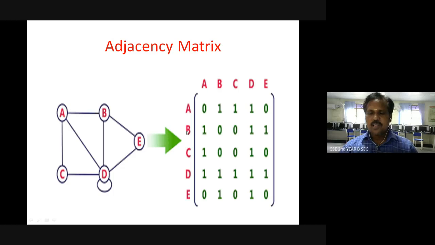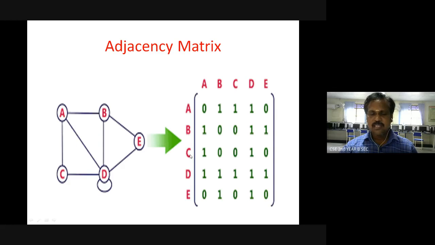Next one, B to A. If there is a path from B to A, we can traverse from B to A also, so put 1. B to B, there is no possibility to visit the node B to B. There is no cycle here, so put 0. B to C, there is no path, put 0. B to D, there is a path, put 1. B to E, there is a path, put 1.